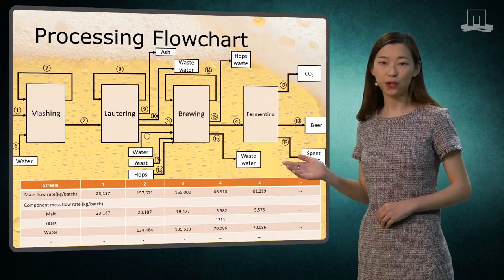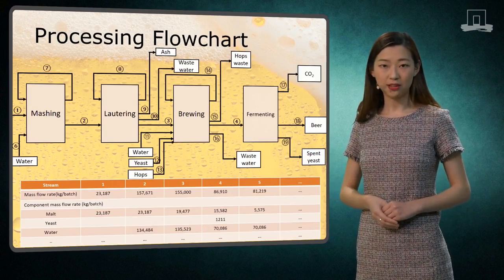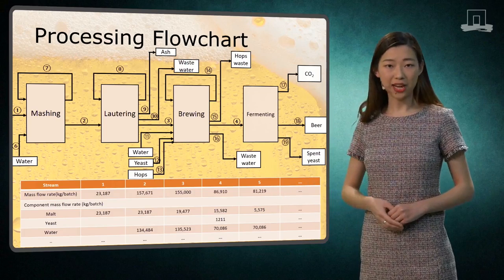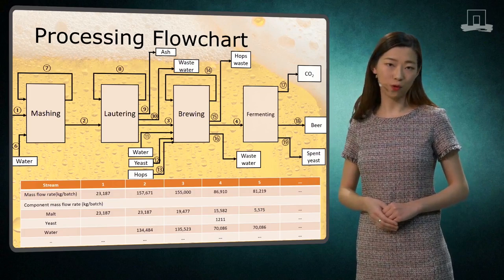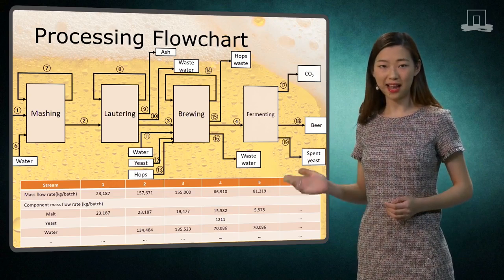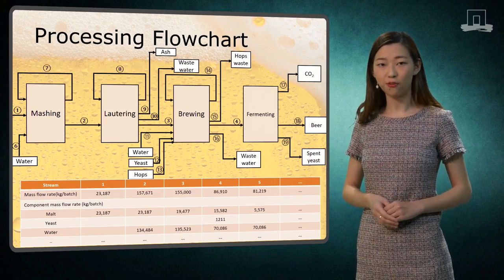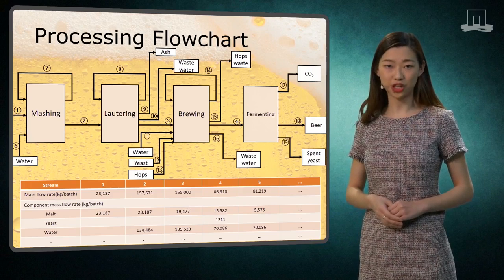In this diagram, we use numbers to stand for a certain flow. The detailed information is shown in the table. Generally, the information in the table needs to include the flow number, total mass flow rate, and the component flow rate. Sometimes, this diagram can also be accompanied with some extra information, for example, like the operation conditions like temperature, pressure, etc.